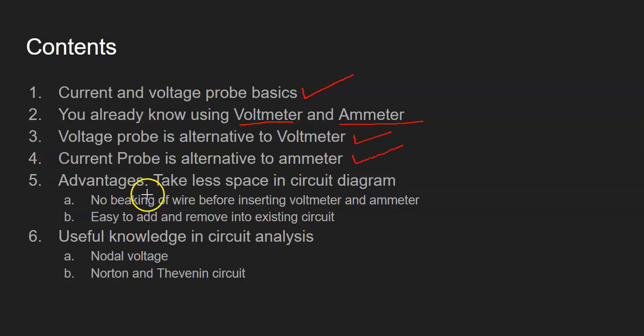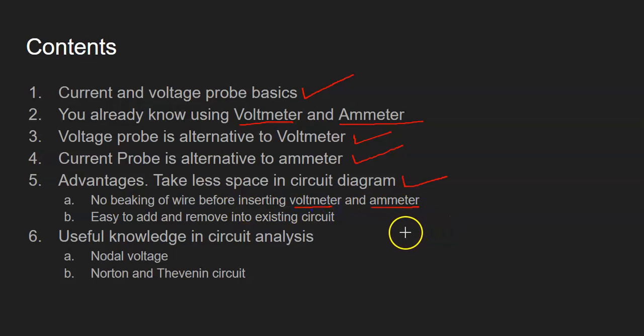Some of the advantages are, if you're already using a voltmeter and ammeter, you know they occupy more space in your circuit schematic diagram, whereas these two probes take less space on a circuit diagram. One more advantage is you don't have to break the wire before you insert a voltmeter or ammeter.